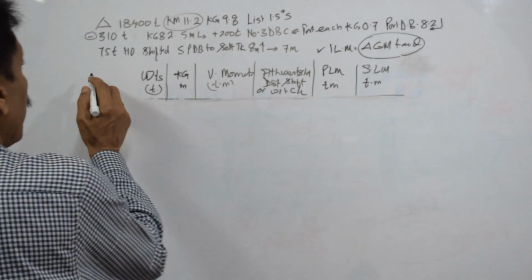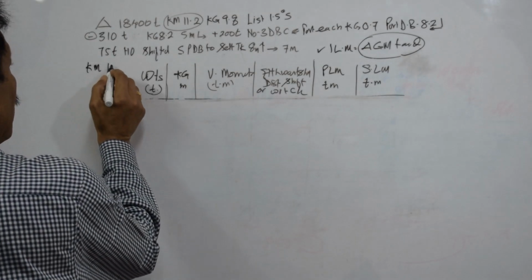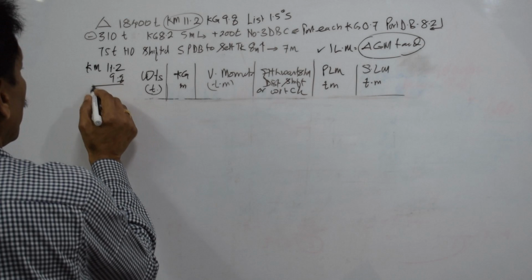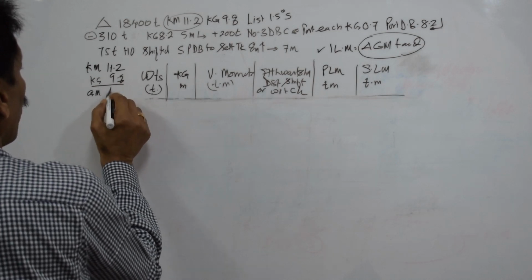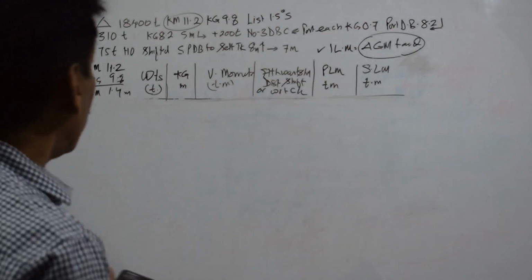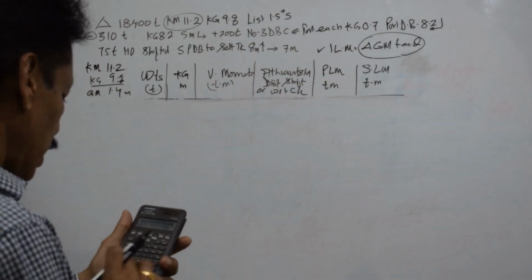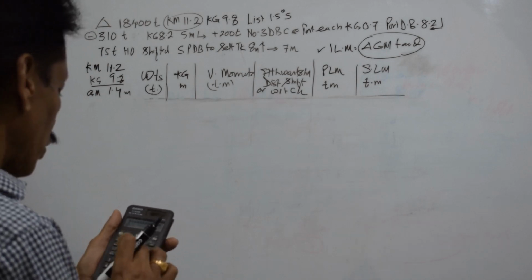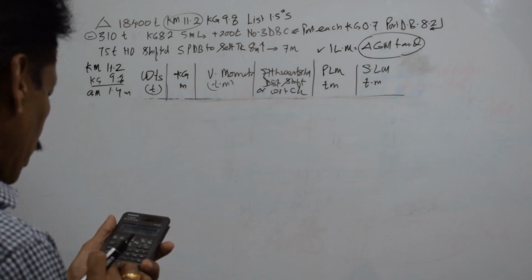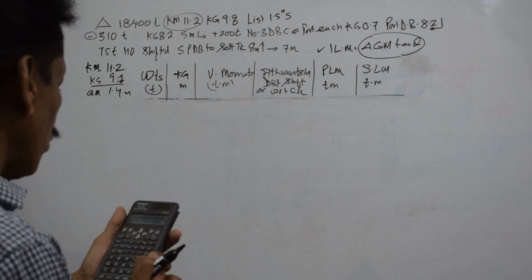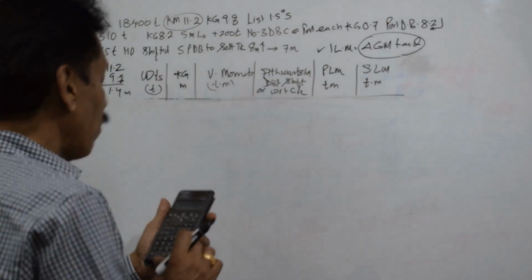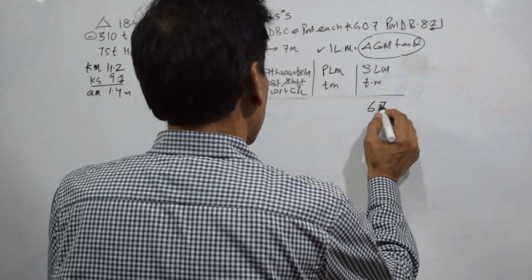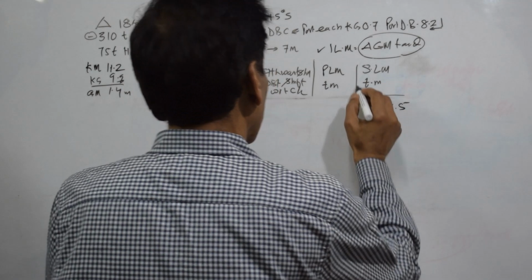So what is the GM? KM is 11.2 and KG is 9.8, so GM will be 1.4 meters. So initial displacement is 18,400 into GM 1.4 into tan of 1.5 degree gives me 674.5. So initial listing moment is starboard listing moment, that is 674.5 tons meter.